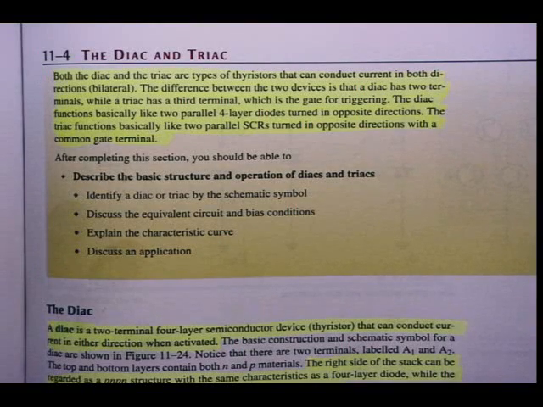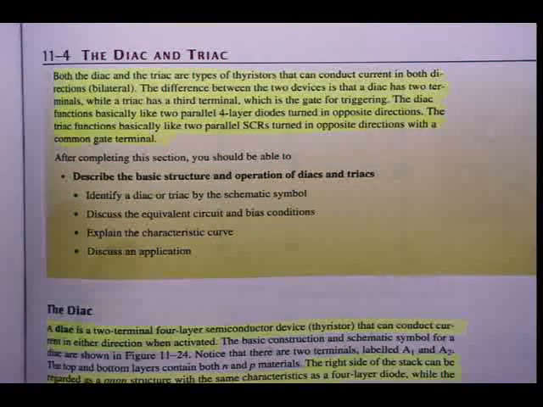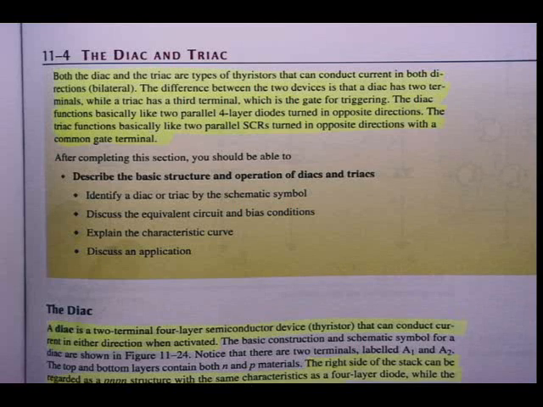Both the diac and the triac are types of thyristors that can conduct current in both directions, bilateral. Please underline that, it's important. The difference between the two devices is that a diac has two terminals, while a triac has a third terminal, which is the gate for triggering. The diac functions basically like two parallel 4-layered diodes turned in opposite directions, and the triac functions basically like two parallel SCRs turned in opposite directions with a common gate terminal.